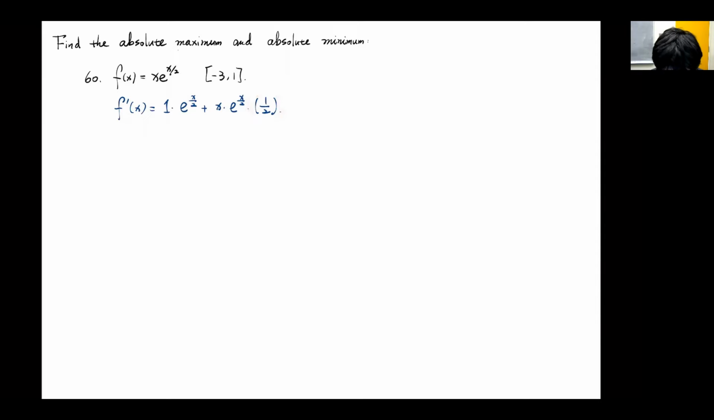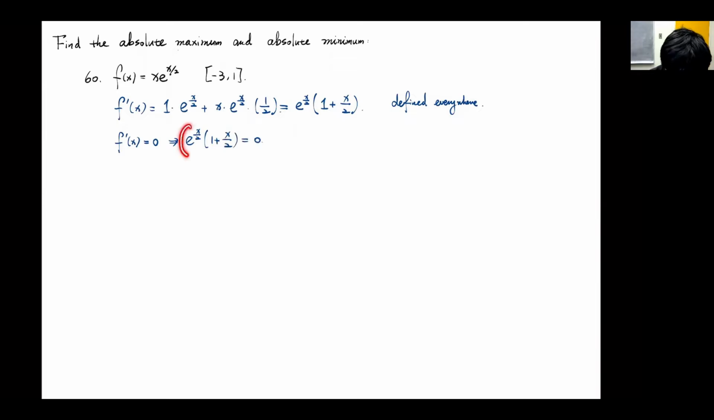All right, so then let's simplify this. What I will get is e to the x over 2. I can factor this out, and what remains will be 1 plus x over 2. All right, so we see that this is defined everywhere, so we do not need to worry about where the derivative does not exist. Now, if we set f prime of x equal to 0, this means e to the x over 2 times 1 plus x over 2 equals 0.